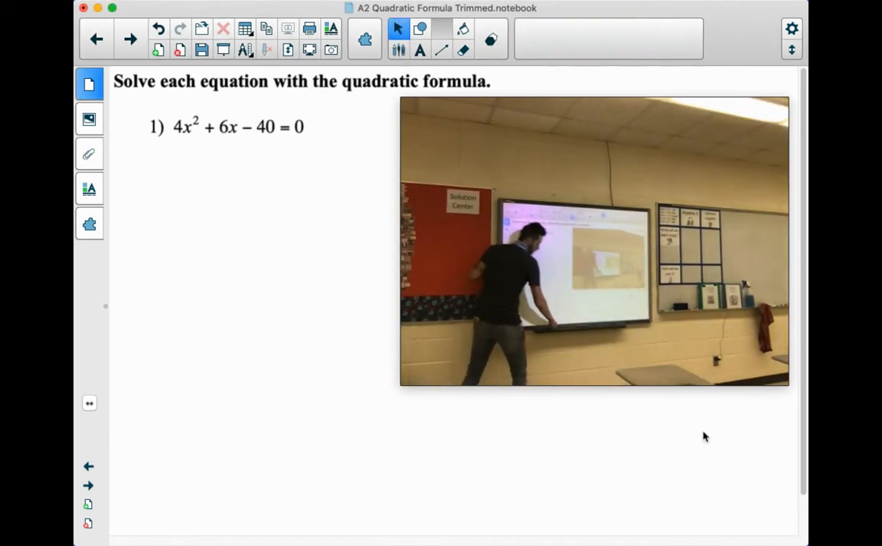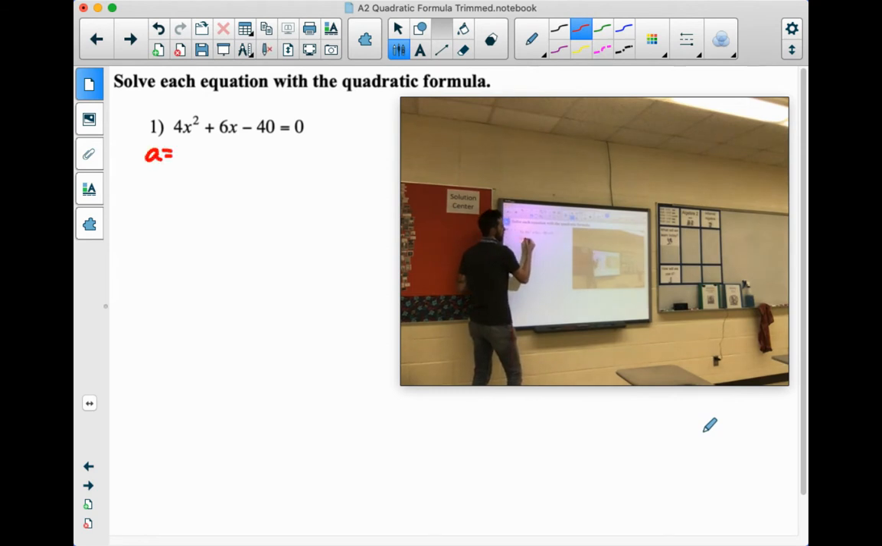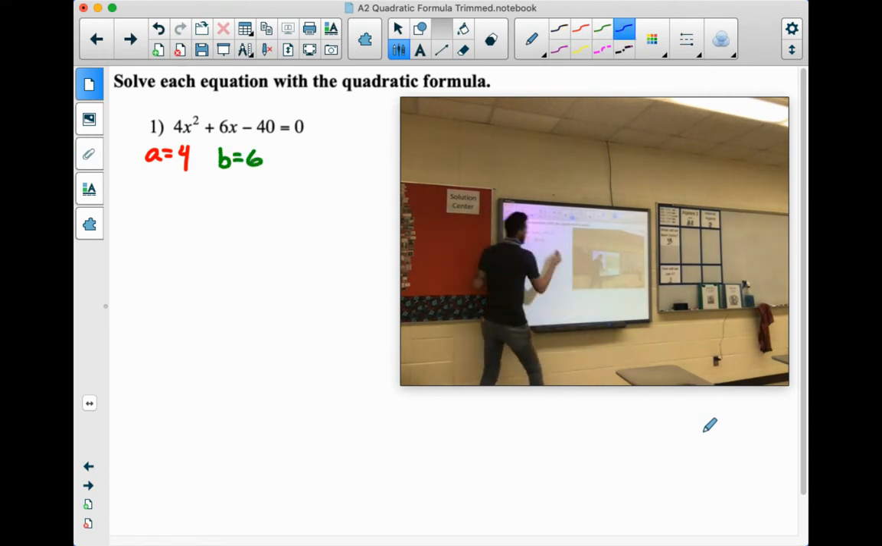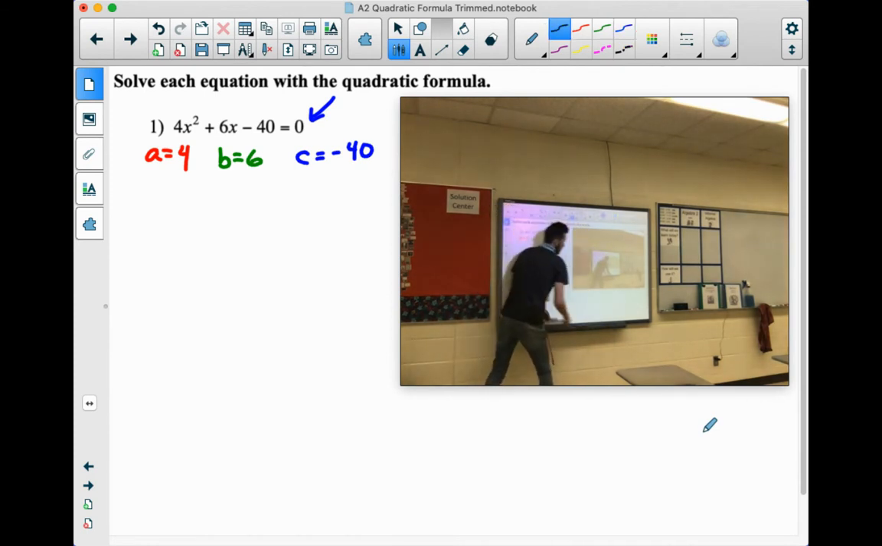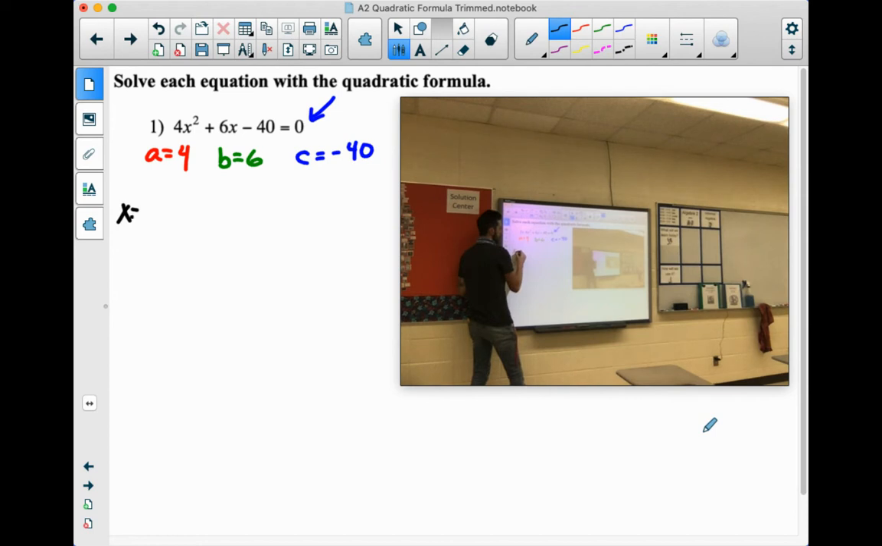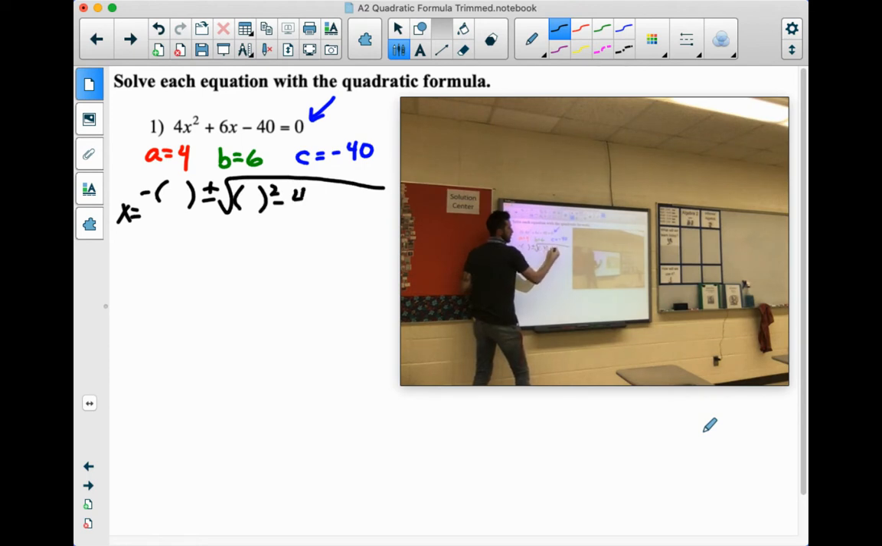So, in this case, A is going to be 4. B is 6. And C would be negative 40. Now again, you have to have it equal to 0. If it doesn't, then add or subtract whatever's there to get it to the other side. So we can put in x equals the opposite of, and we'll fill in the blanks here. Now that 4 is always there. It's built into the formula. Same thing with the 2 in the denominator.